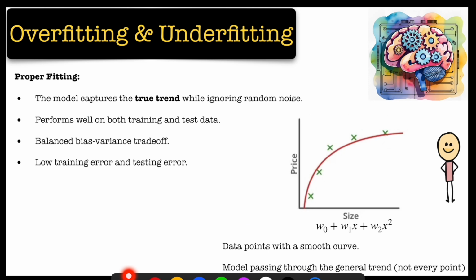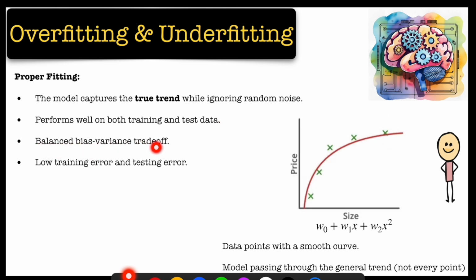What is proper fitting? Proper fitting is when the model captures the true trend while ignoring the random noise. Random noise means one point here and there, that is fine. We are trying to capture the general trend, the true trend of the data. That's why we have added one more polynomial here, fitting the data points with a smooth curve, with the model passing through the general trend, not every point. It performs well on both training and test data.